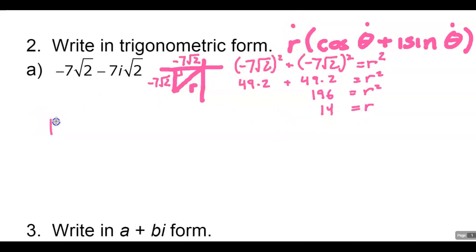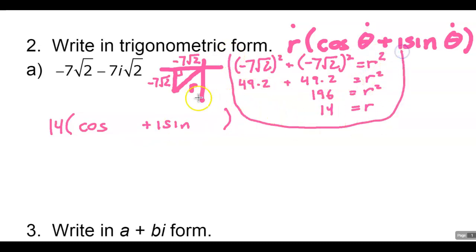So our radius, the first part of our answer, we have now. We know that it's going to be 14 times cosine, don't know the theta yet, plus i sine, don't know the theta. So I just have to find out what theta is now. Theta is this angle right here. And we have a rise and we have a run.